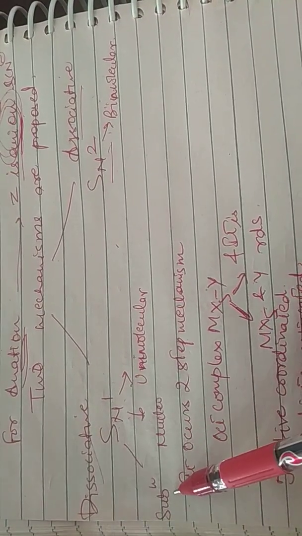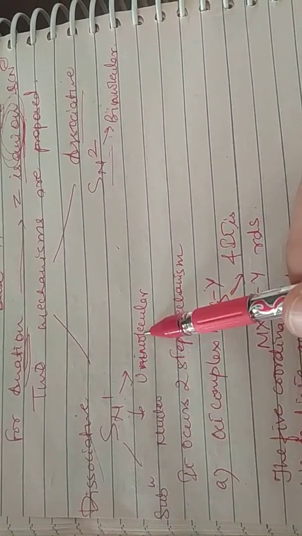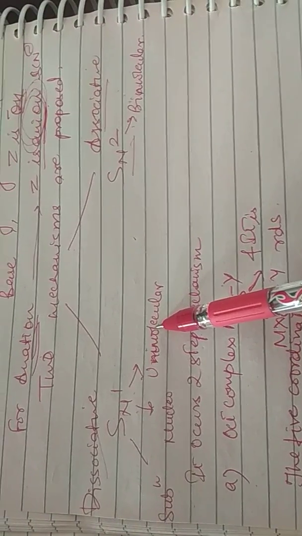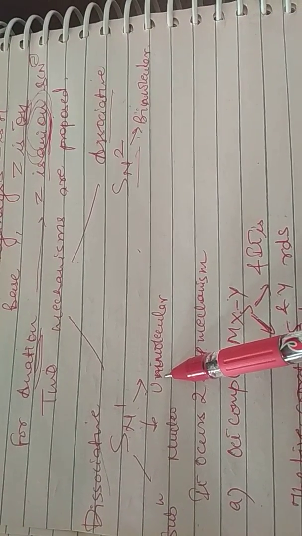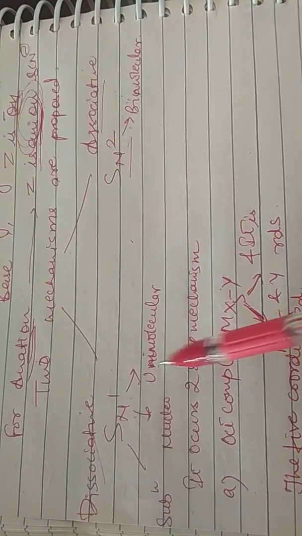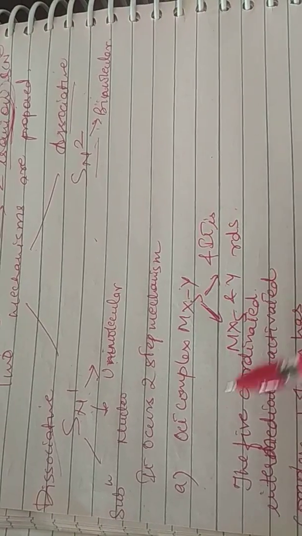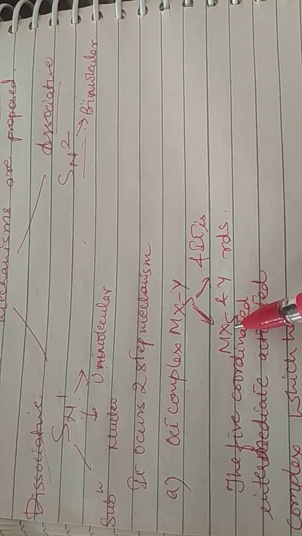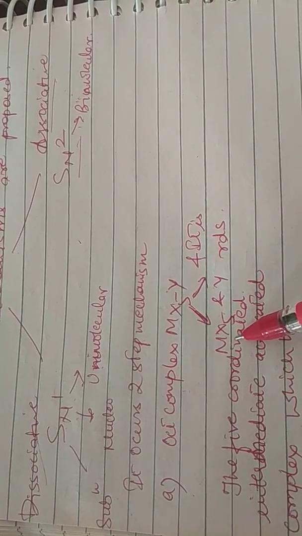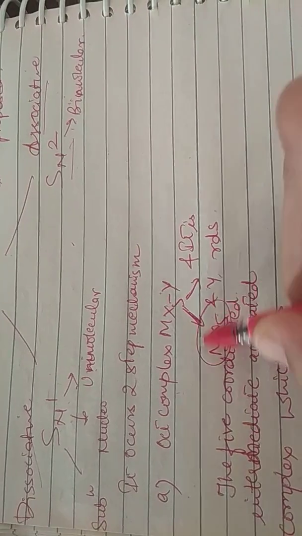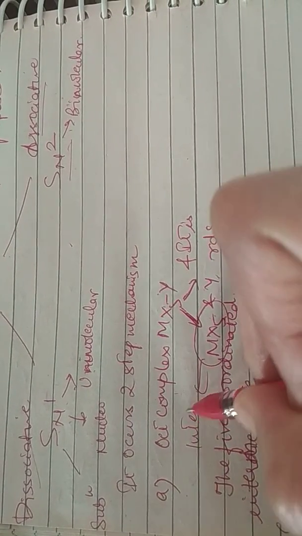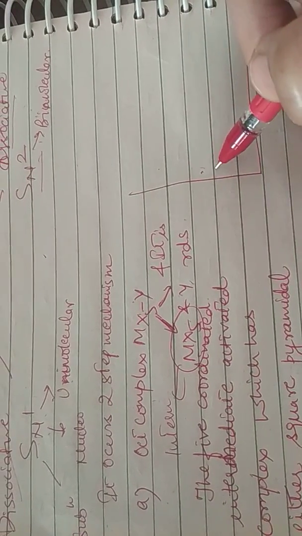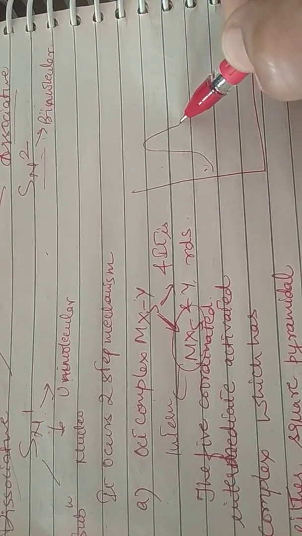SN1 stands for substitution, nucleophilic, unimolecular reaction. You remember, according to kinetics, what is a unimolecular reaction? The rate depends on only one compound. So it occurs in two steps. In octahedral complexes, the first step is that MX5Y gets broken into two parts, MX5 and Y, where MX5 is the intermediate, quite stable. So if we want to draw the energy profile diagram for it, it goes like this.